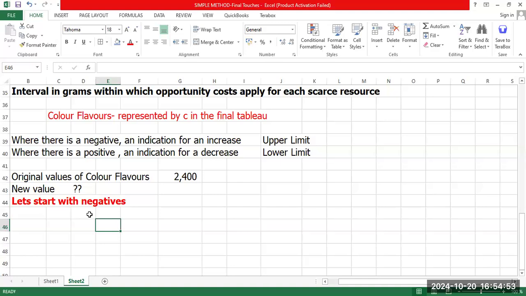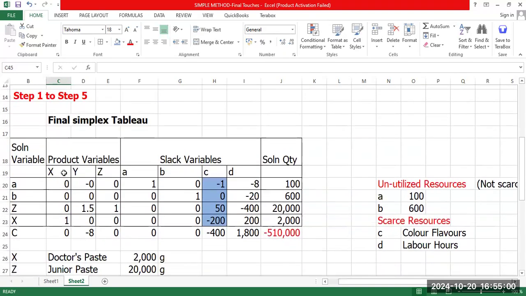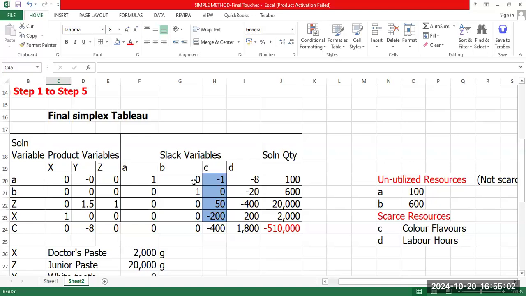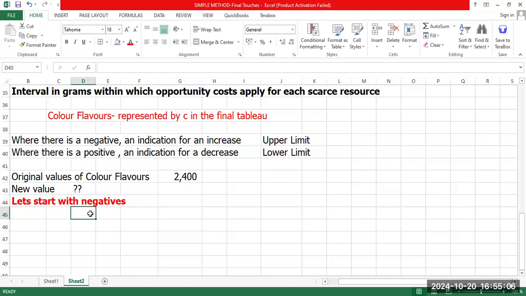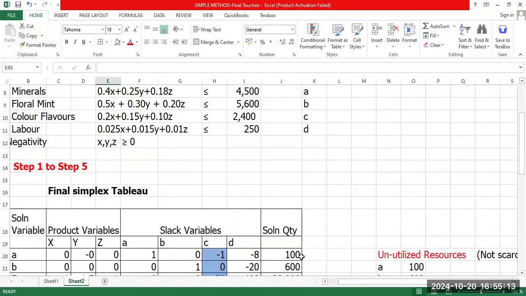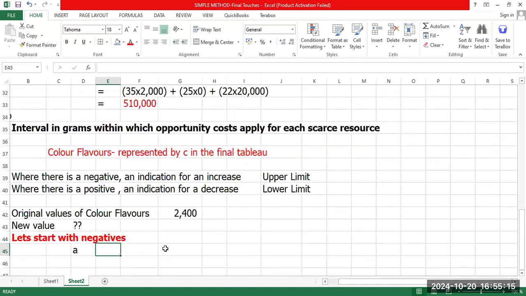So you will handle each. Go back to your solution variable negatives. Here you have we are getting 100 divided by 1. What do you get? You get 100.